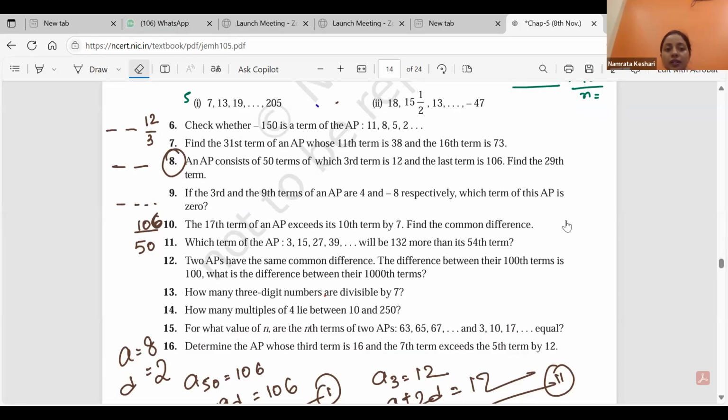Okay. Similarly, the question number 6 I have not taken. Let me take it. Check whether minus 150 is a term of the AP. Can you explain to me, Abdullah, what exactly the question says in question number 6?